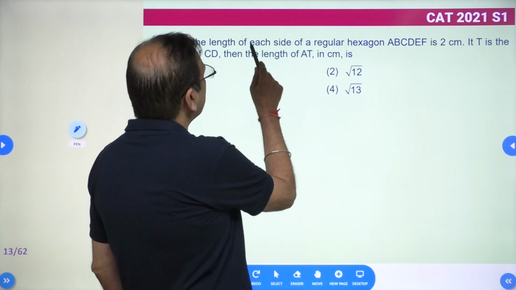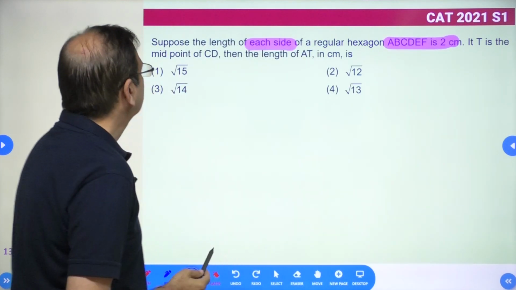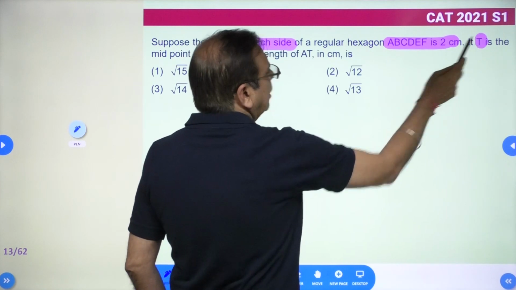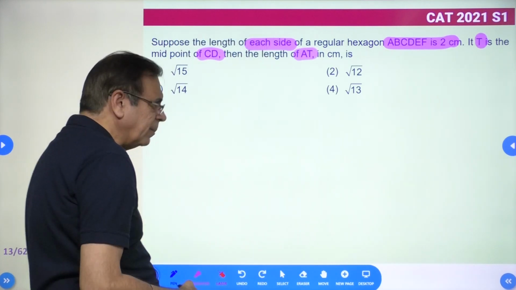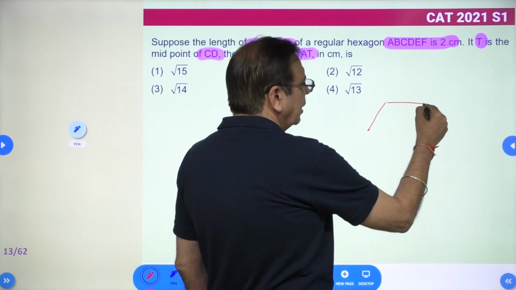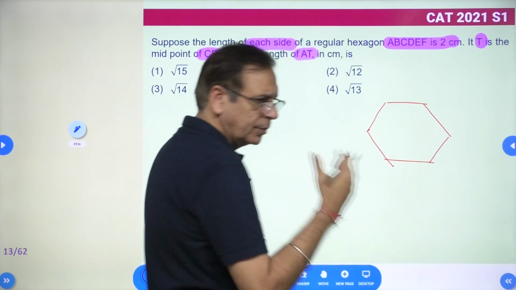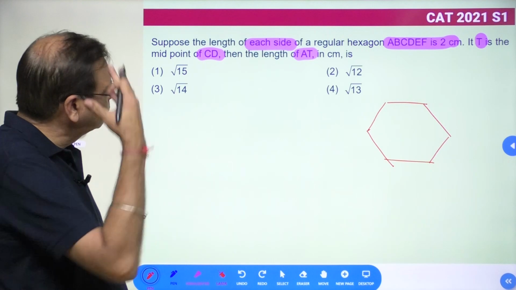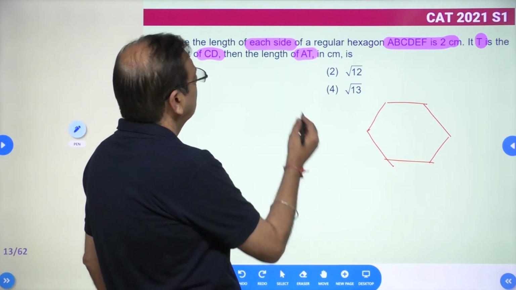Suppose the length of each side of a regular hexagon ABCDEF is 2 centimeters and T is the midpoint of CD. What is the length of AT? We'll make the figure first. Only after I make a figure do I understand these things. I don't have so much 3D visualization.